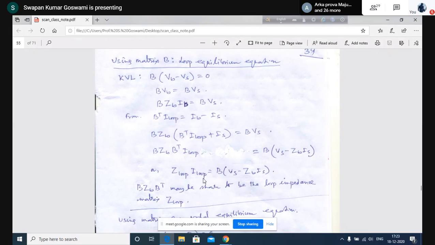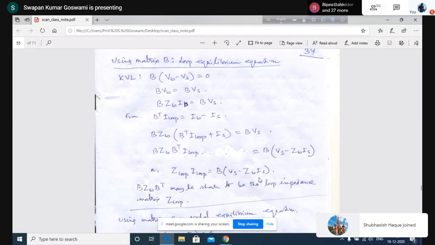So this into Z loop will be equal to B V_S minus B Z_B I_S. Therefore, this represents the network equation where we have included the voltage source, the current source, and the impedance of the network. Everything has been included. So in terms of the B matrix, the loop to element incidence matrix, we have written the network equation, or the equilibrium equation of the network in loop frame of reference. Using the loop analysis technique, this is the equation that has to be solved.